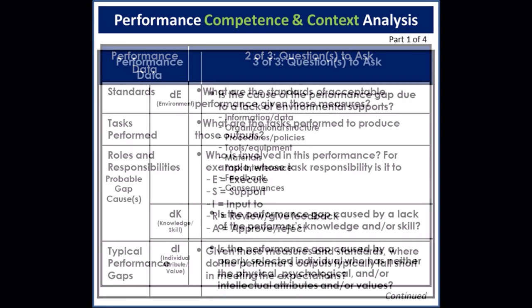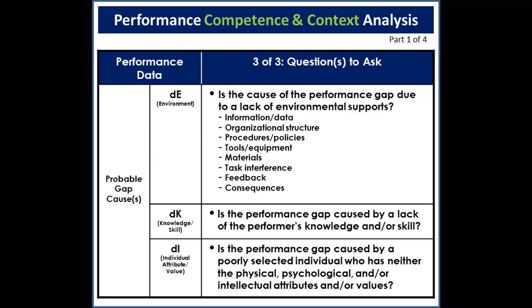And also, I adapted Gilbert's DE and DK, etc. to these three. DE, a deficiency in the environmental enablers. That's what the root cause might be attributed to. Or a DK, a deficiency of knowledge of the performers. Not somebody else's knowledge, not your bosses, not other suppliers, not customers, not anybody else, but to the performers that we're focusing on. And then DI, deficiencies in the individual's attributes and values.